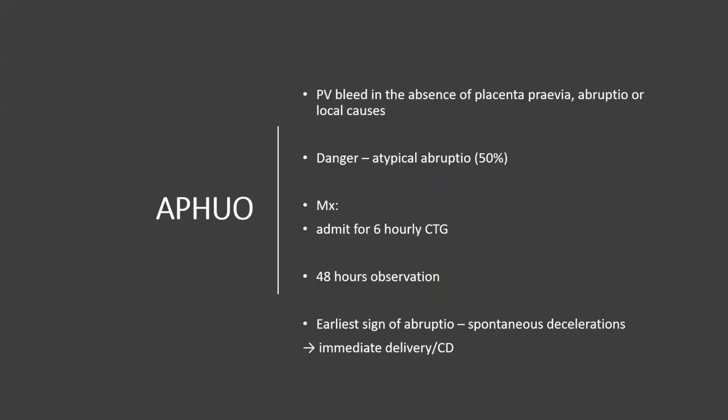So antepartum hemorrhage of unknown origin is when you have excluded all the others: previa, abruptio, and the local causes. Usually 50% of these patients have got atypical abruptio. If they are going to abrupt, they are going to show you within the next 48 hours. So that's why you admit them for 48-hour observation, and you do 6-hourly CTGs. Early signs that the patient is abrupting are spontaneous decelerations on your CTG, or they will start bleeding. So you keep them for 48 hours. If the bleeding stops and the CTGs are fine, then the patient can be discharged home and delivered at 38 weeks. But if there are spontaneous decelerations and the bleeding persists, you deliver those patients by cesarean section.